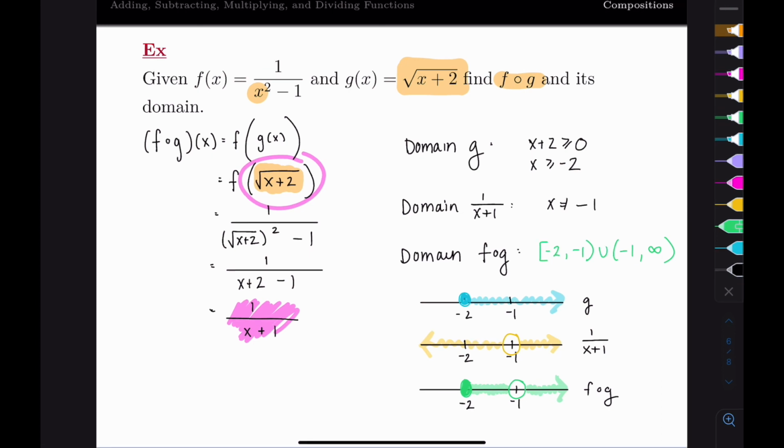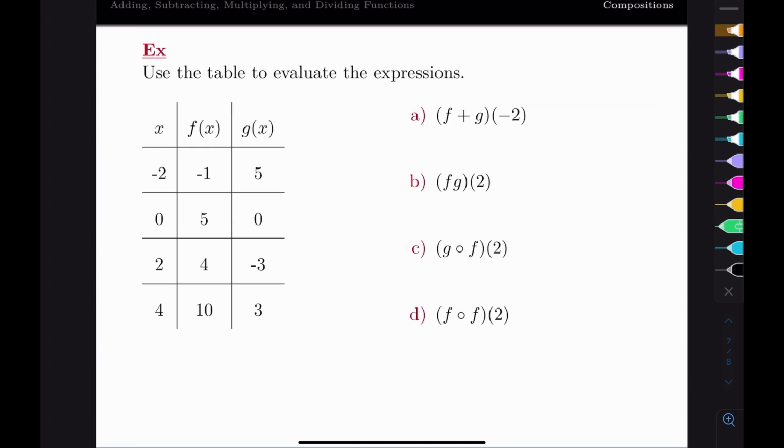So do your best with these. It's definitely complicated, so don't worry if it takes you a little bit of time to get used to them. Instead, what we're going to do is we're going to focus on other types of problems to get more familiar with compositions and then also with our operations. So for this next example, we're going to use the chart to evaluate the expressions.